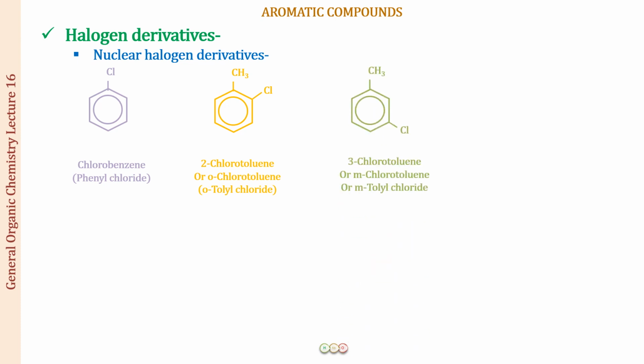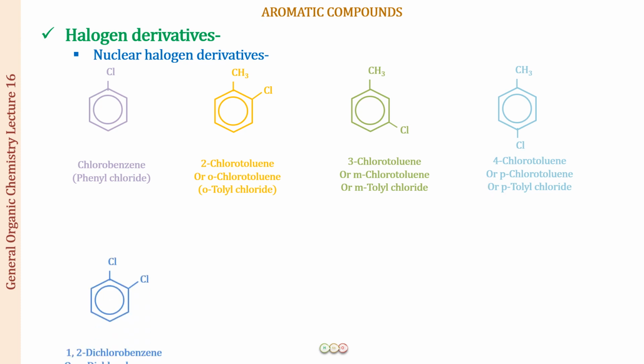Next we have the chlorine at position number 3. So this is going to be 3-chlorotoluene or metachlorotoluene or m-toluene chloride, the common name for this. And if you put it at position number 4, diagonally opposite, it is going to be 4-chlorotoluene, para-chlorotoluene, or para-toluene chloride, the common name for this.